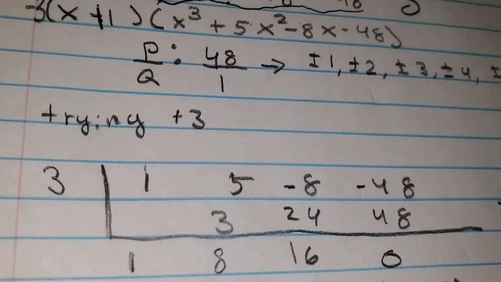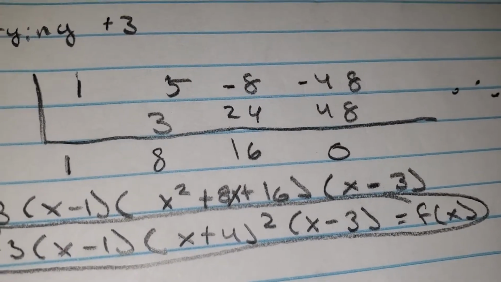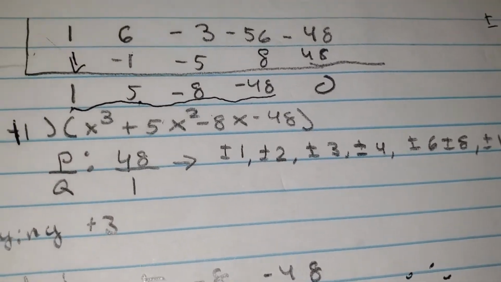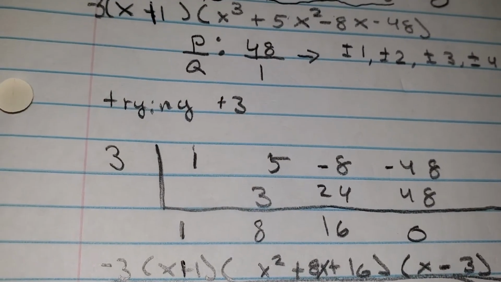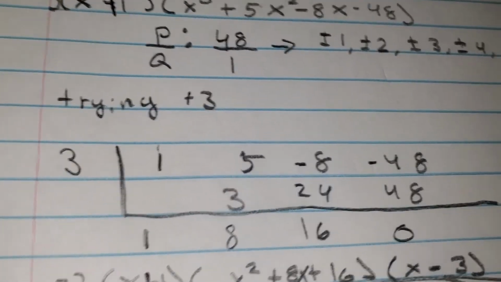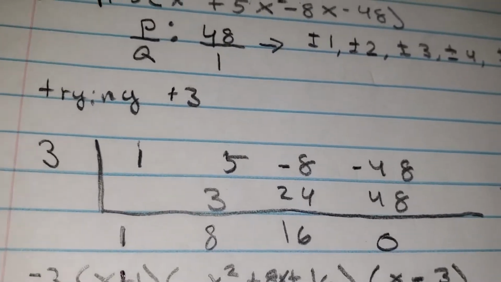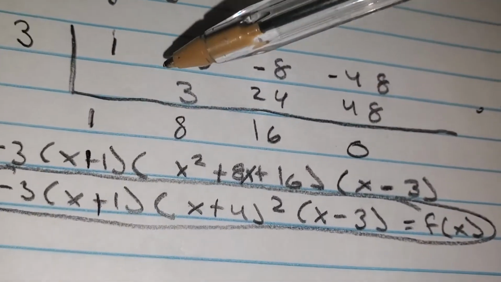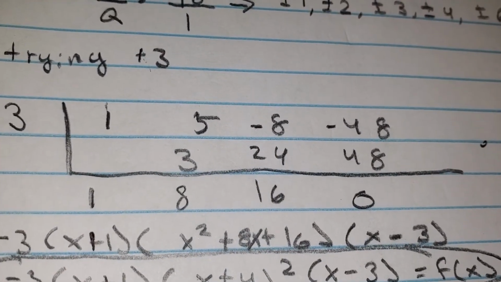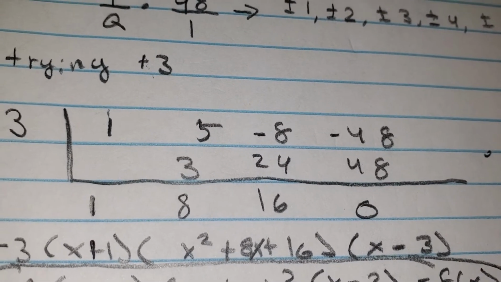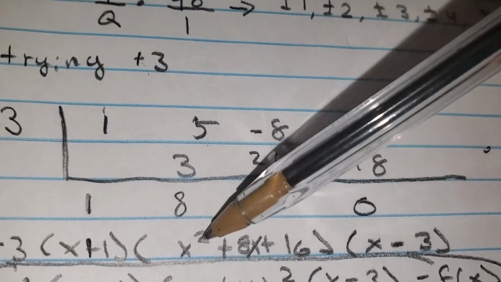Then I said, okay, let's try positive 3. I just chose one, and since I know 1 most likely won't work, you just choose a number. So you bring the 1 down, once again using synthetic division. 1 times 3 is 3, and we place it here. We add, giving us 8.